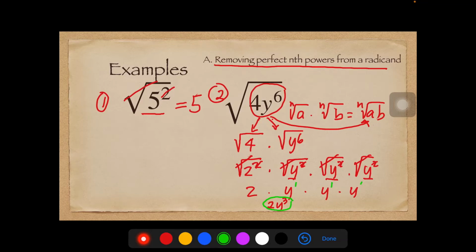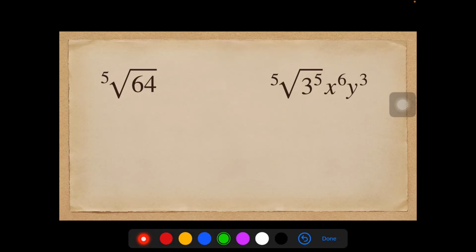The next example: we have the fifth root of 64. This time we again recall that when it is a fifth root, we think of the factors of 64 so that one of the factors is a perfect fifth power, a number that is expressed with an exponent of 5. So we know that we can have it as 32 and 2.